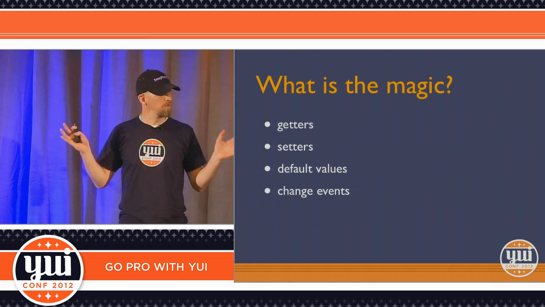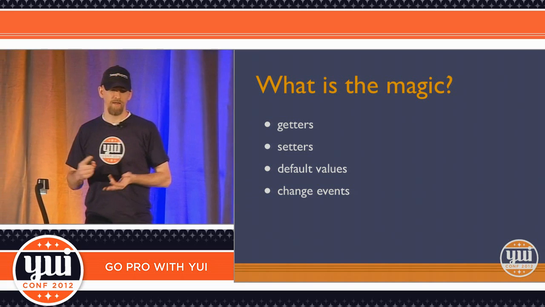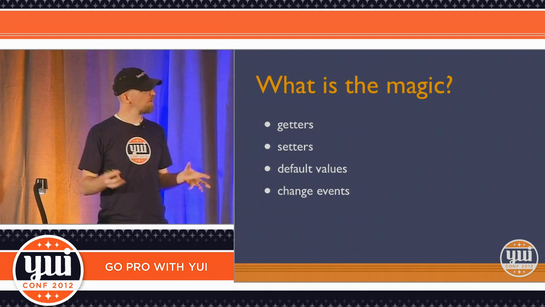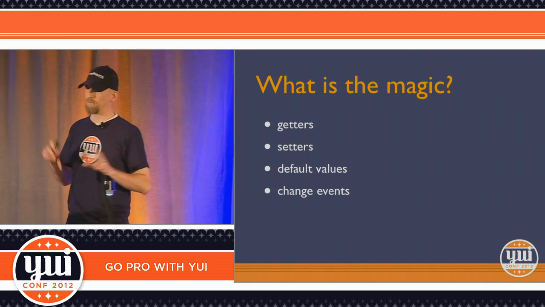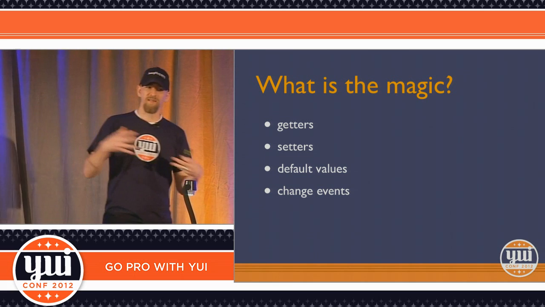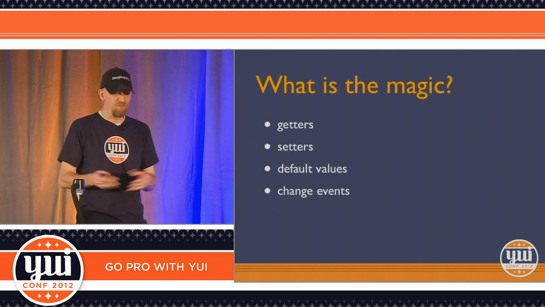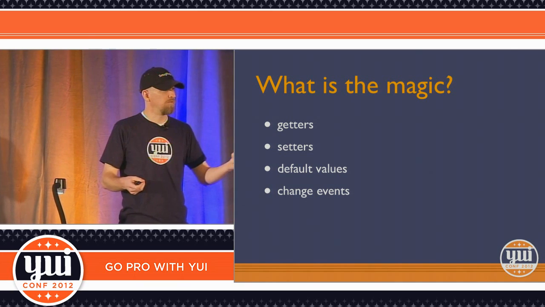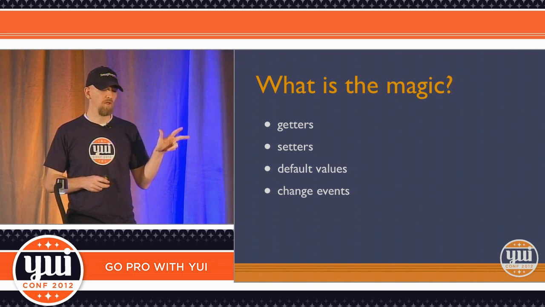Starting with what's the magic? At the high level, what it amounts to are getters, setters, and default values. Now we throw in change events as well, and change events are actually a pretty big thing. I mean, you could say that change events can be implemented as compositional behavior inside of a setter, right? So you can do change events from inside of a setter. So the magic is really those three things: the getter, setter, and value.